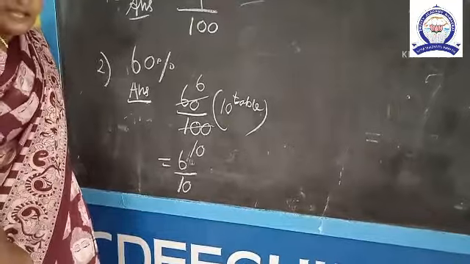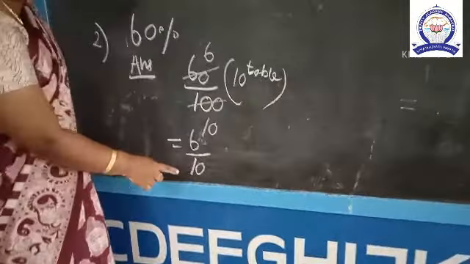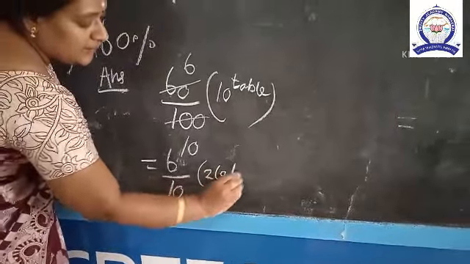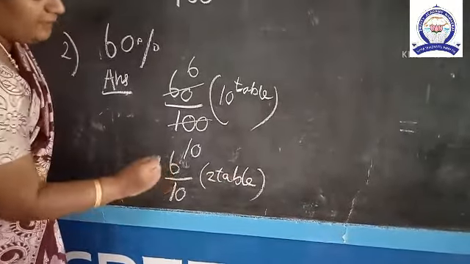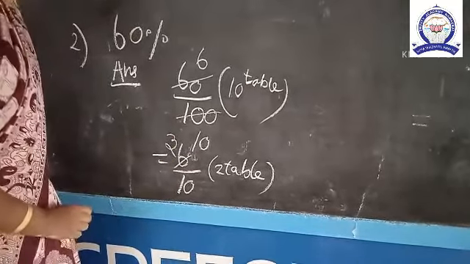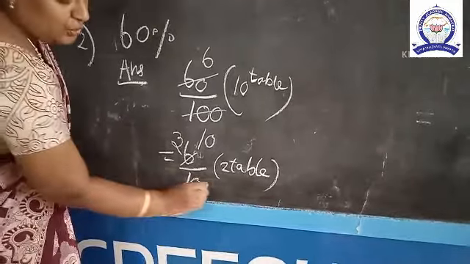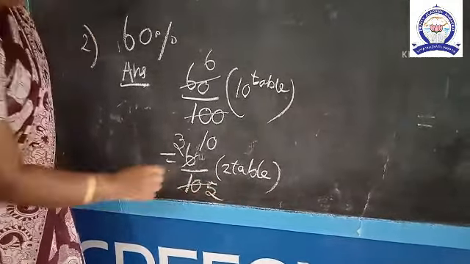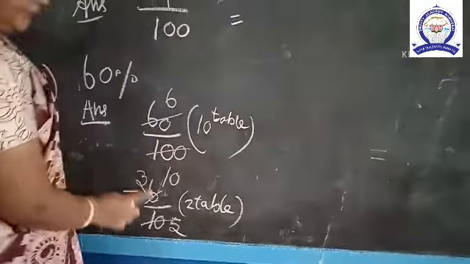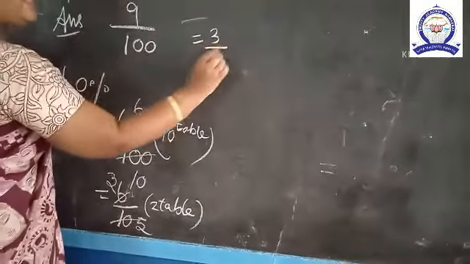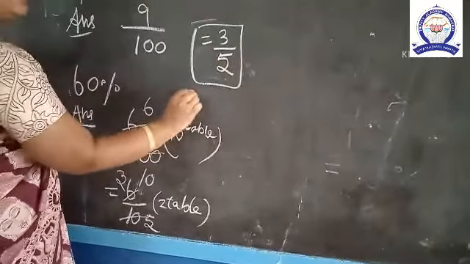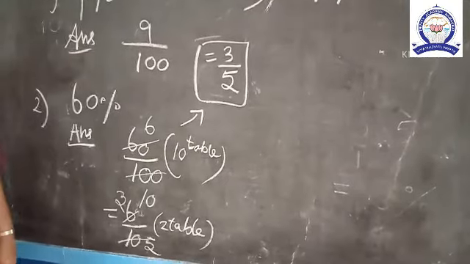6 by 10. Again 6 and 10 will be coming in 2 table. இந்த 2 table ல கட் பண்ண போறோம். Okay, so 2 table ல 6, 2 3s are 6, 10, 2 5s are 10. Now your answer is, you write the cut பண்ண numbers மட்டும் தான் எழுதணும். So 3 by 5 is the fraction form. Okay, your answer is 3 by 5.